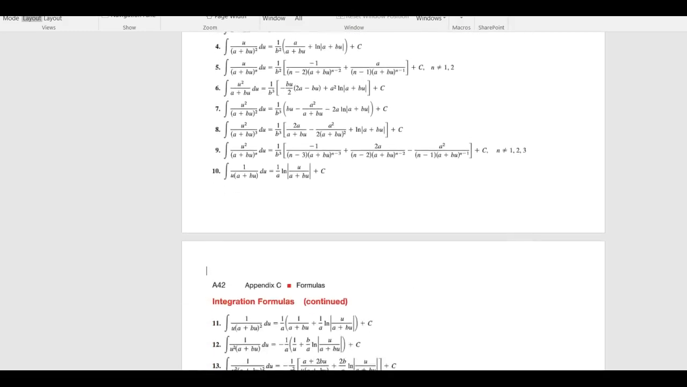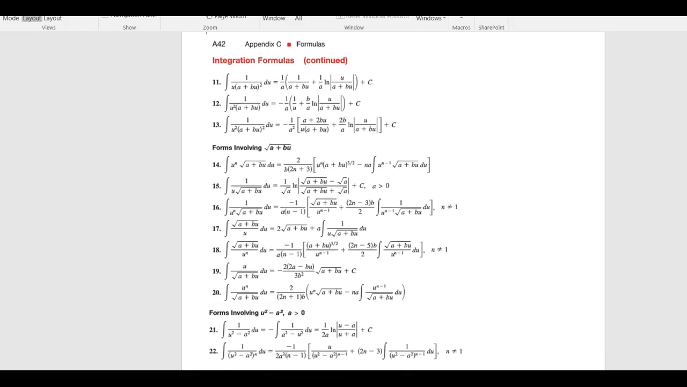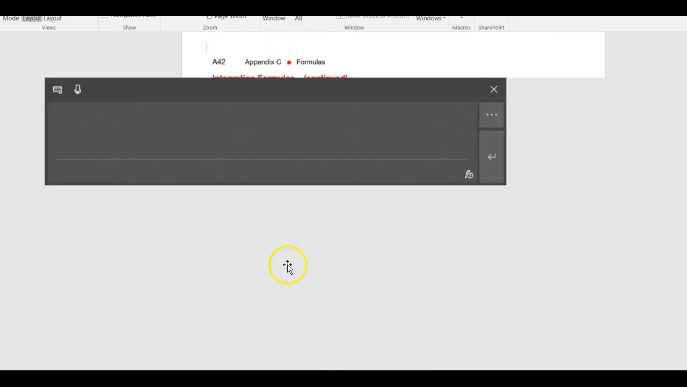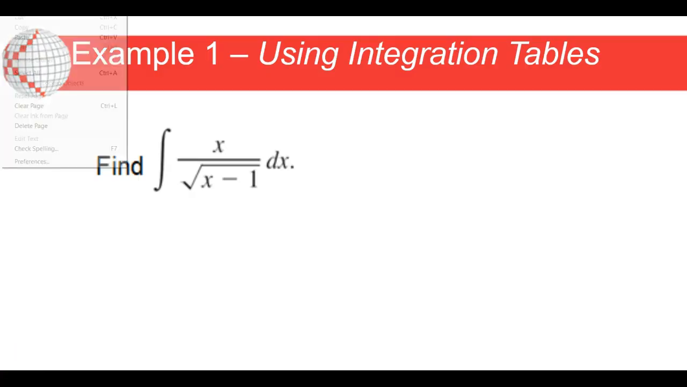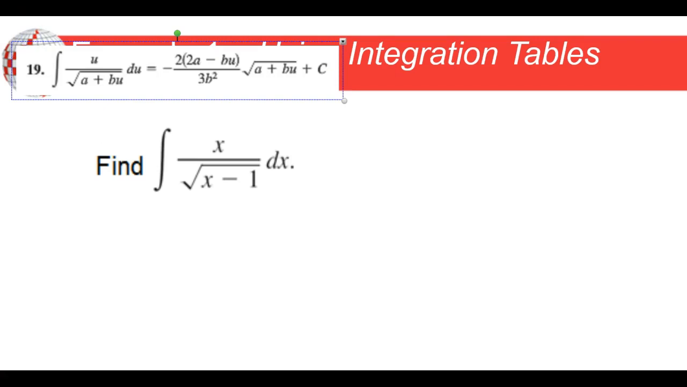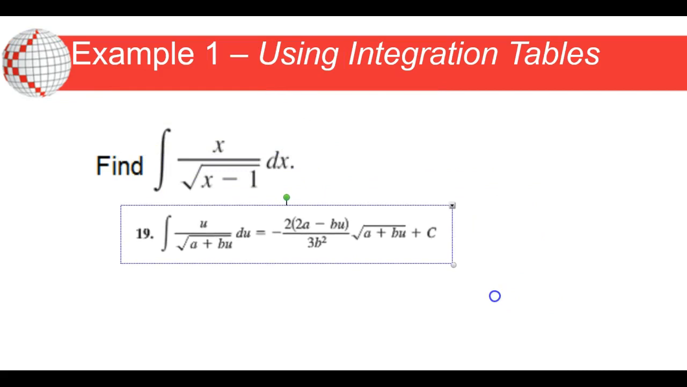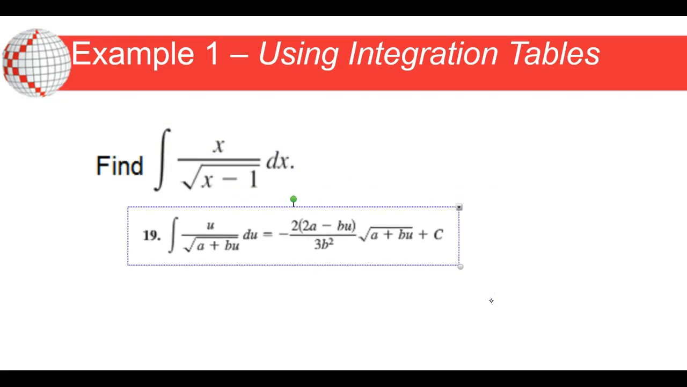So you scroll through here and start looking for something in that form of x over the square root of x minus 1. Eventually you'll get to something that looks like this in number 19. I'll paste number 19 here so you can see how this formula is going to work. Now I can see this is close, but I have to do a little bit of a rewrite.